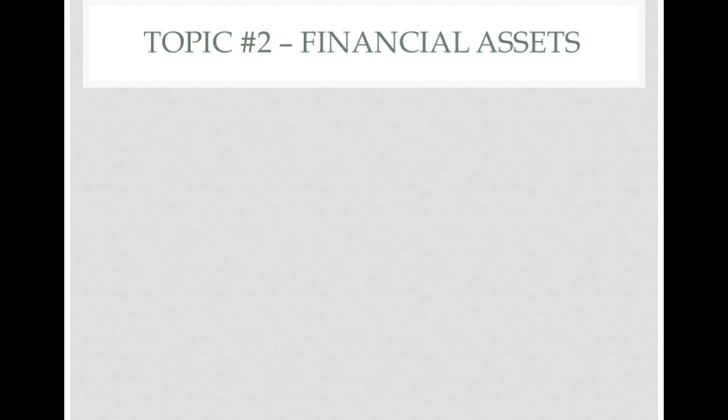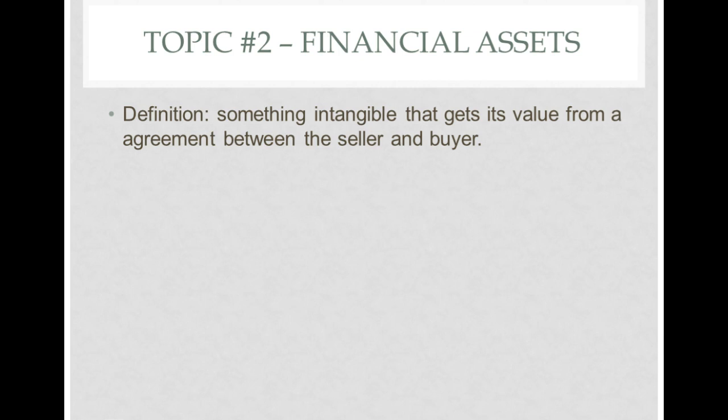Okay, topic number 2 is what are called financial assets. This is a term that we haven't used explicitly, though we have talked about some of the things in this category already. Let's start by defining what a financial asset actually is. It is something intangible that gets its value from an agreement between the seller and the buyer. The key word in this sentence really is intangible. The things that we're talking about here don't have value in and of themselves, but because the buyer and the seller have made an agreement that this thing is valuable, essentially it has value.